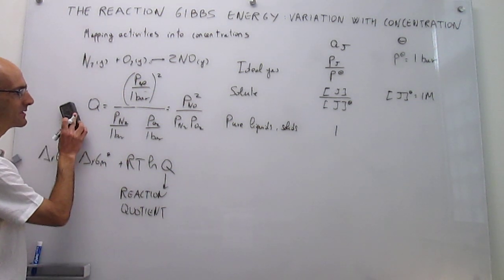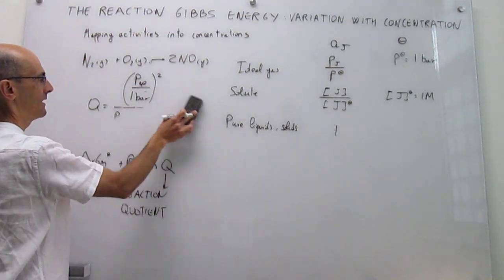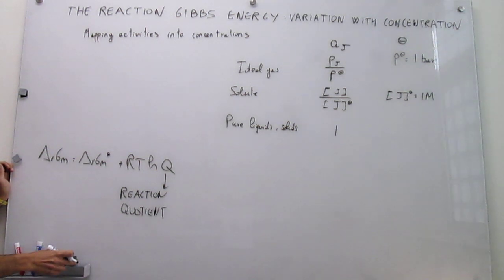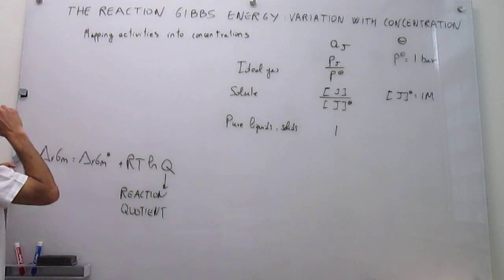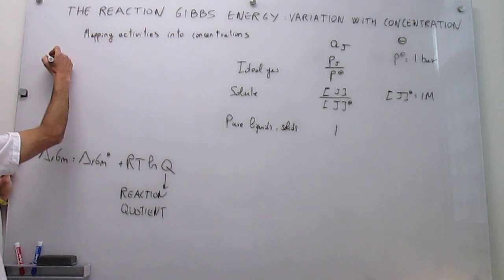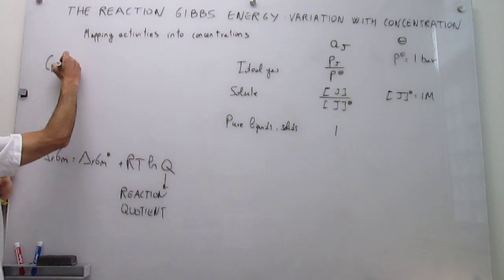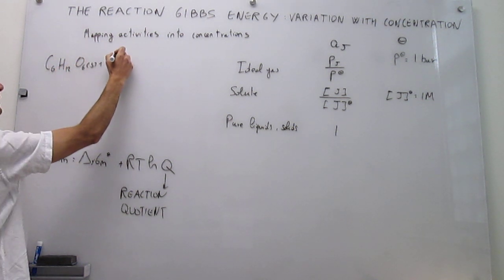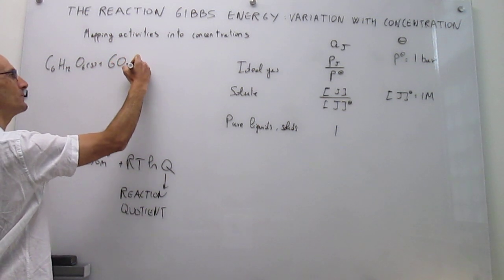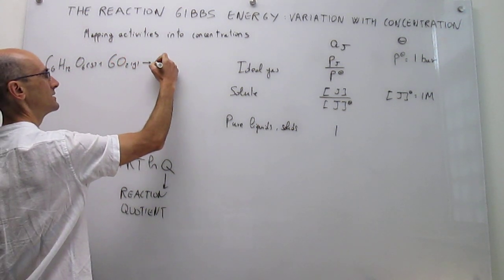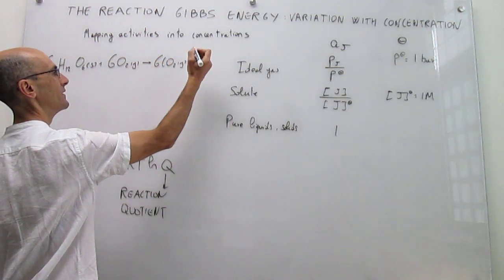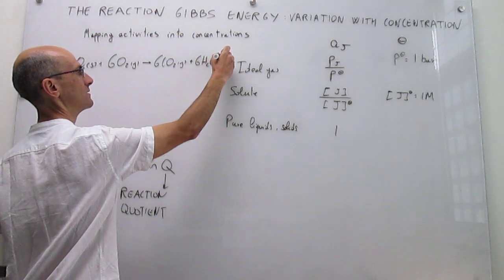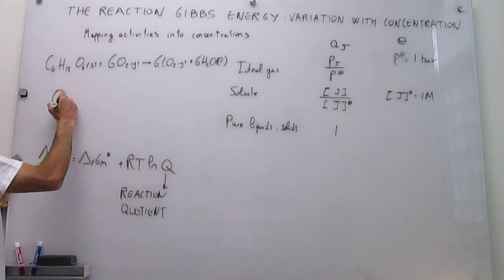The next example is maybe a more complicated reaction that involves solutes, gases, maybe solids, and so forth. Actually, we can do the combustion of glucose as a solid. Glucose is C6H12O6, which is going to be a solid in this case. We're going to burn it with oxygen to generate CO2, and then water as a liquid if we're doing this at ambient conditions. So let's write the reaction quotient for this.